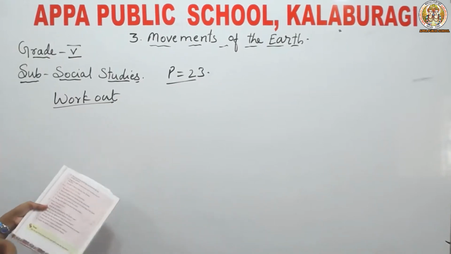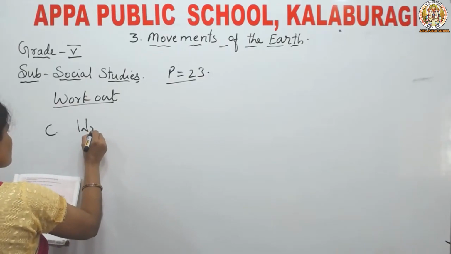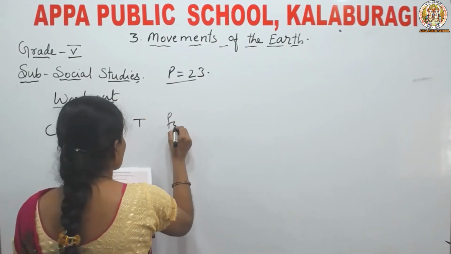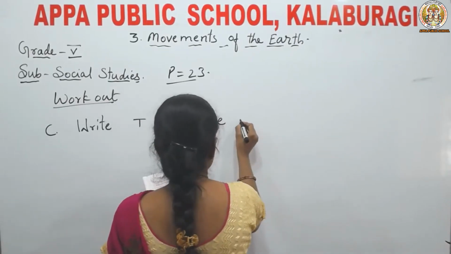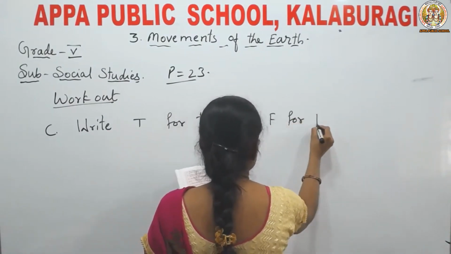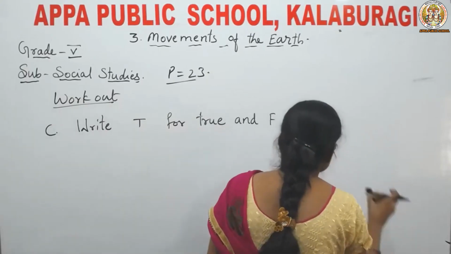Bit number C. Write T for true and F for false.